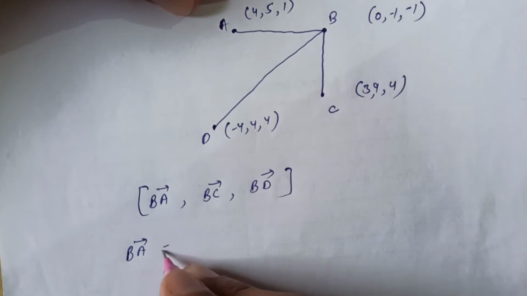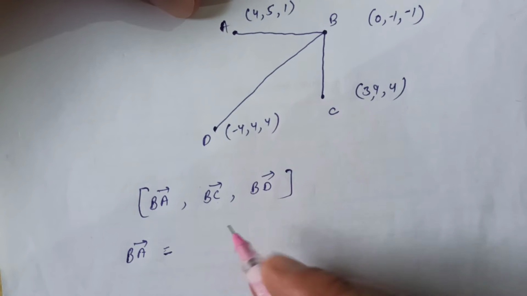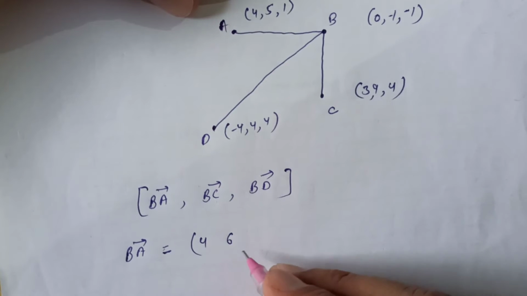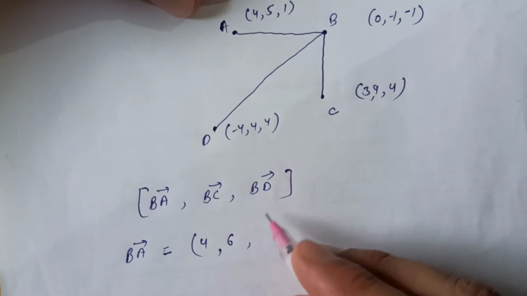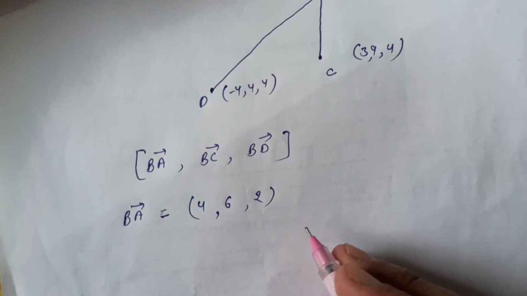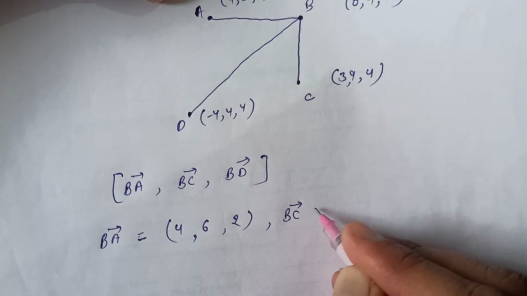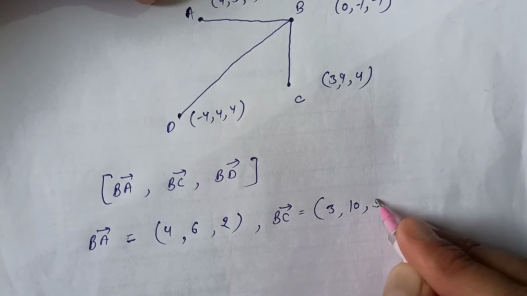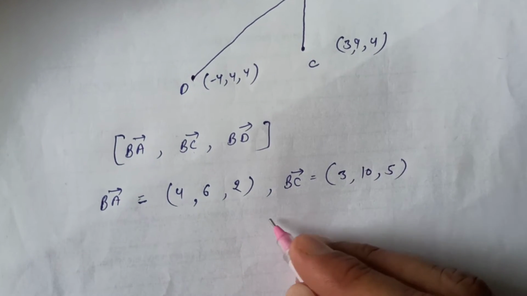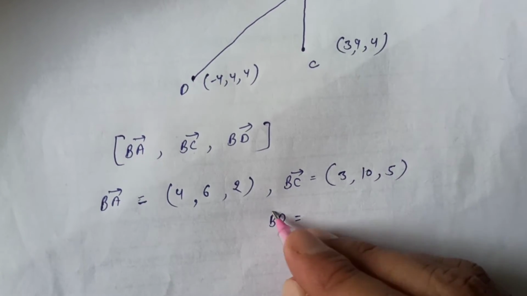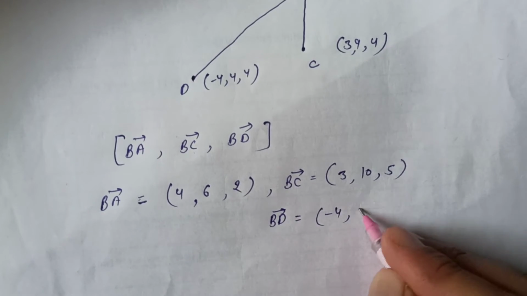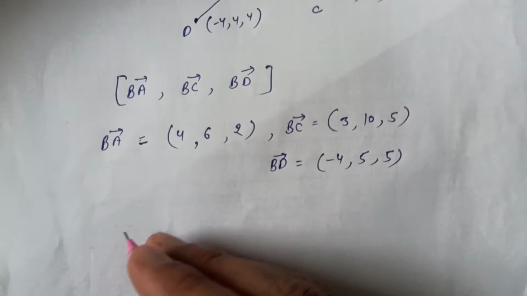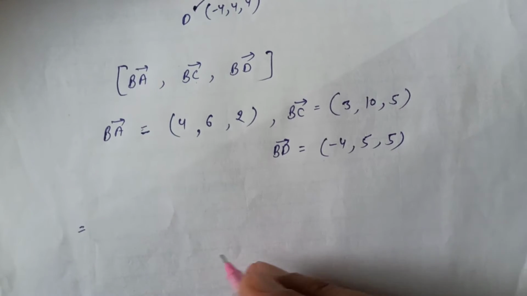BA vector will be position vector of A minus position vector of B: 4 minus 0, 4 i cap; 5 minus minus 1, 6 j cap; and 1 minus minus 1, that is 2 k cap. So is BC: 3 minus 0, 3; 9 minus minus 1, 10; 4 minus minus 1 is 5. And BD, that is minus 4, 4 minus minus 1 and 4 minus minus 1. Let us check whether these 3 vectors are coplanar or not.